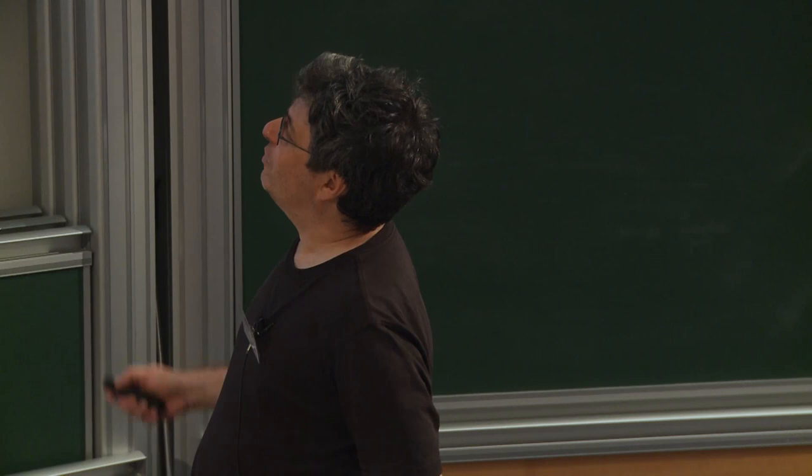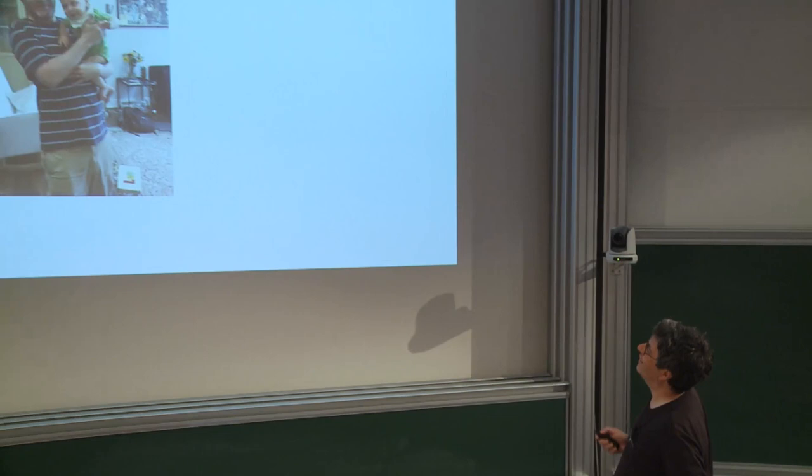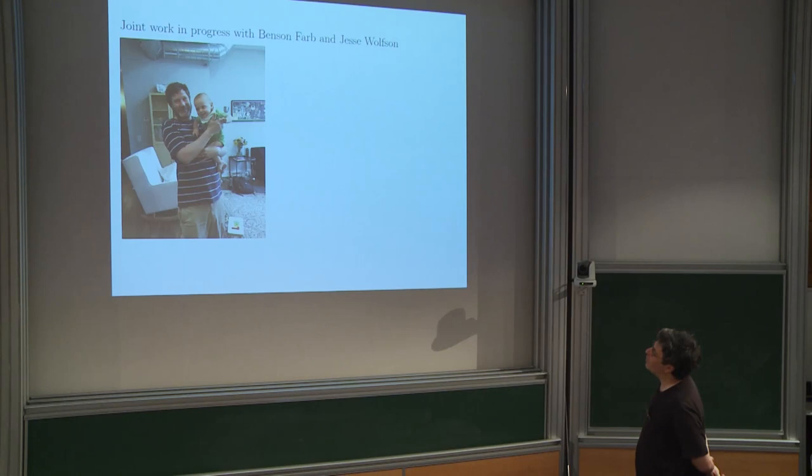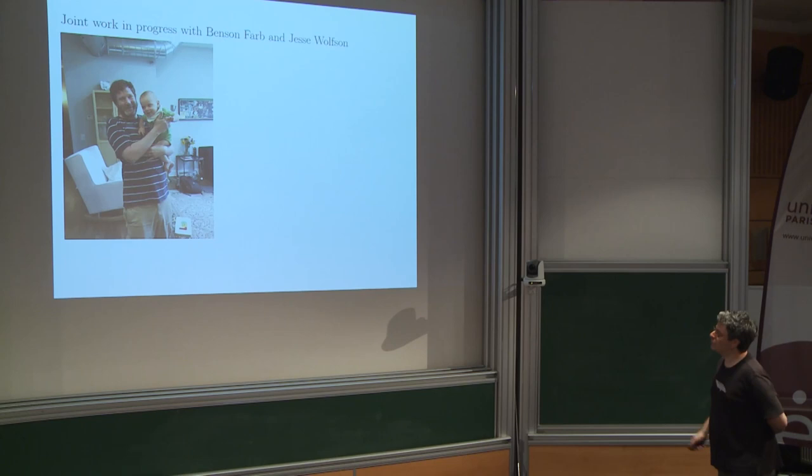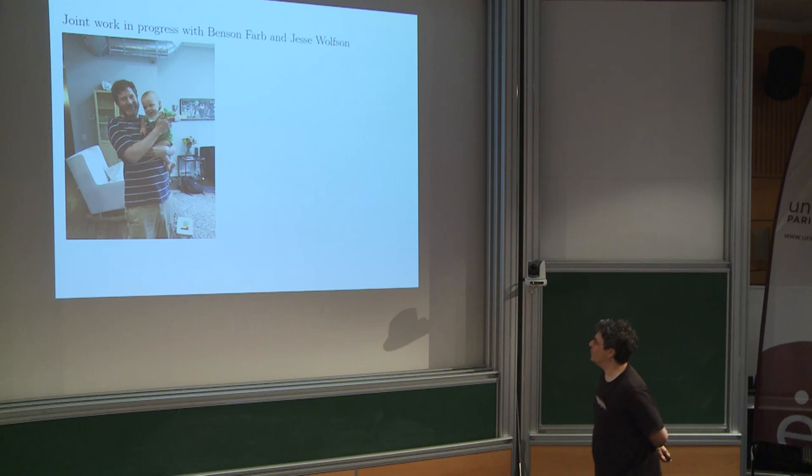You might say, this is Benson here. This is Benson. I make the remark that when I have graduate students coming in, they seem to know more and more. And the reason is they start earlier and earlier. This is not Jesse. This is Jesse's son, Leo.